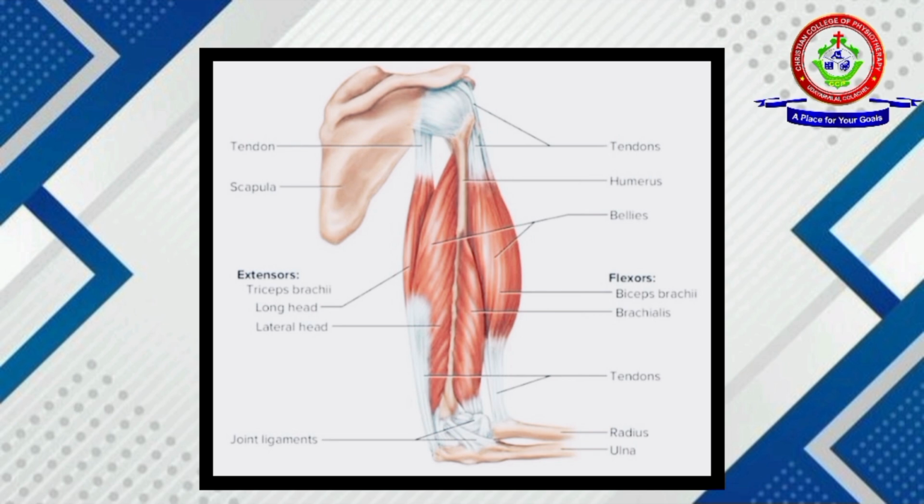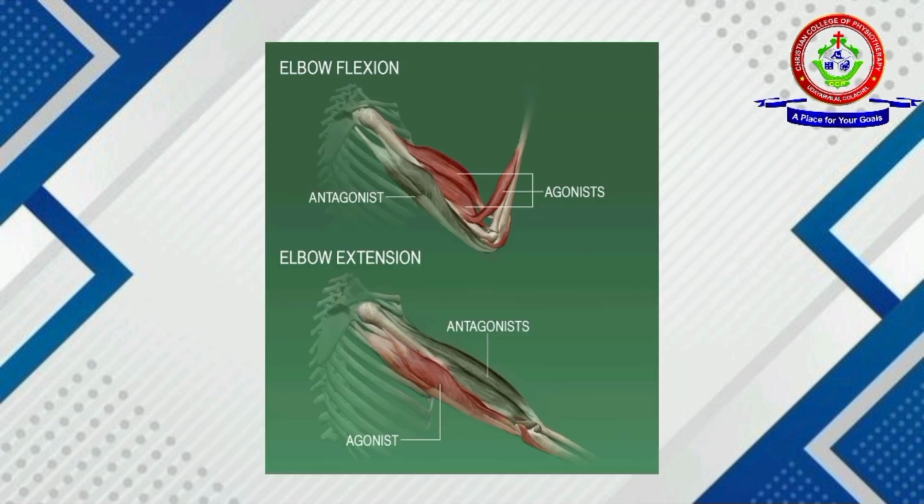If we use the biceps as an example, the anchor point is on the scapula and the other point on the muscle is attached on the radius. The biceps is responsible for flexion of the elbow. When the muscle contracts, the radius moves upwards towards the shoulder.